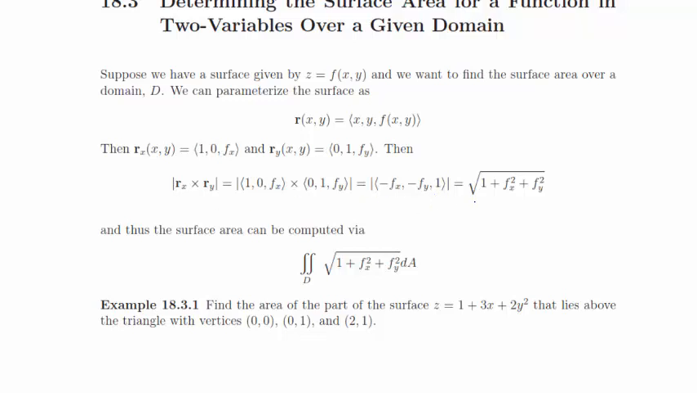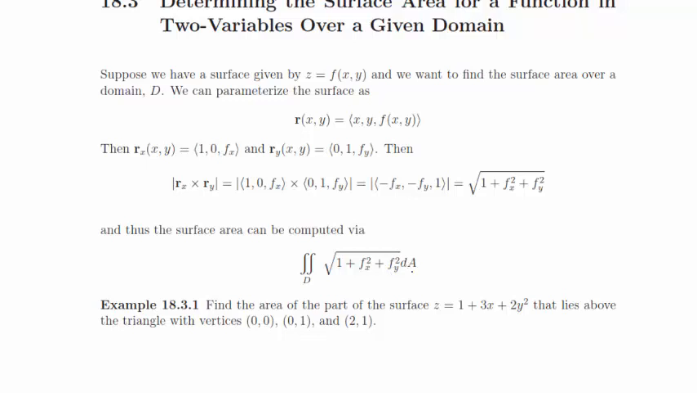Taking the magnitude of this, we get the square root of 1 plus f sub x squared plus f sub y squared. And so this is the integral that we're looking at, is we want to take the double integral of this over our given domain. So thus the surface area can be computed via the double integral over the domain D of the square root of 1 plus f sub x squared plus f sub y squared dA.